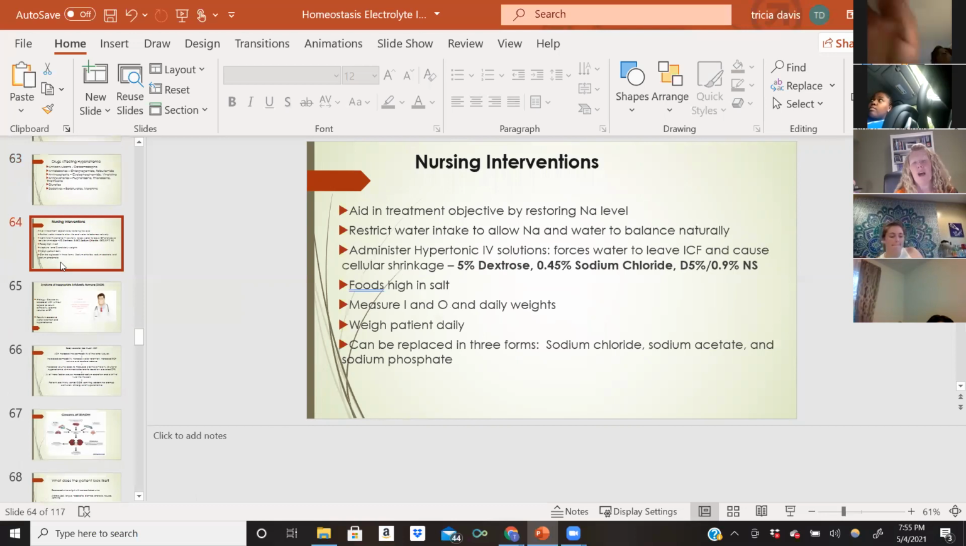So what are we going to do to help our patients? We're going to aid in treatment by restoring that sodium level, right? We want to bring those sodium levels back up. So we're going to restrict their water intake.